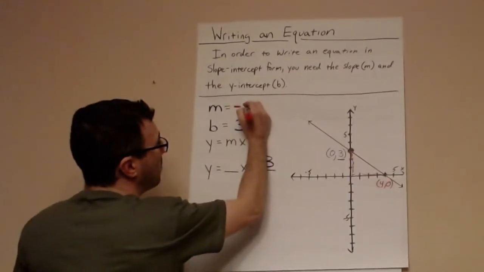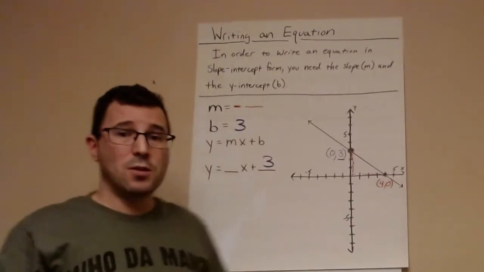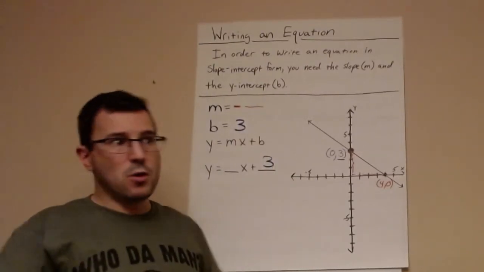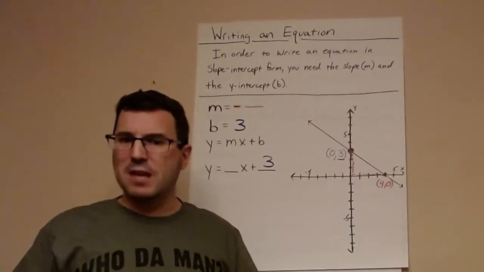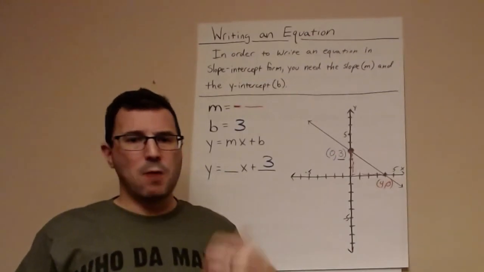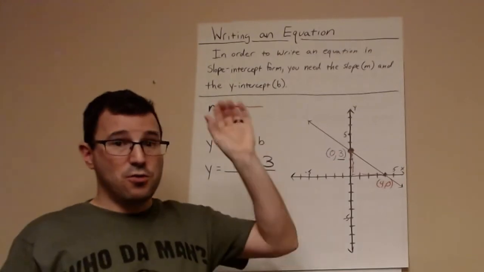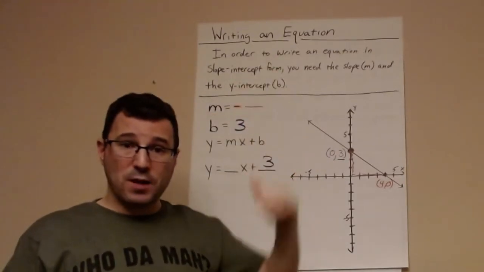I'm also going to put a line for a fraction, because most of the time we're going to think of our slope as a fraction. Even if it's a whole number, I want it to be a fraction because the numerator is telling us how much we're moving up or down.